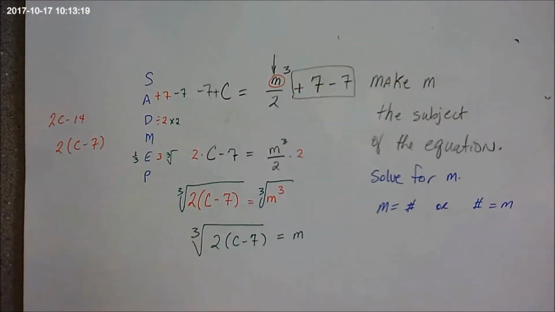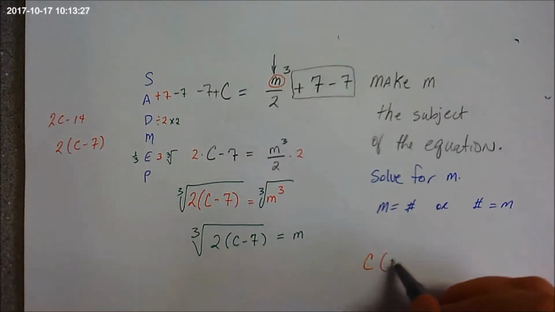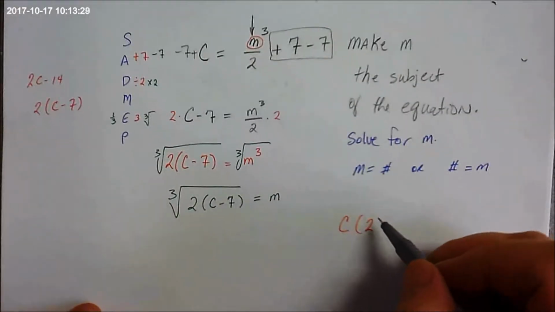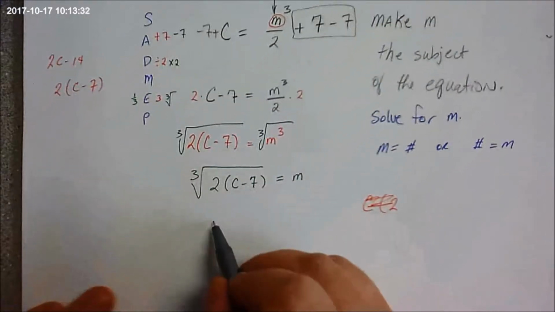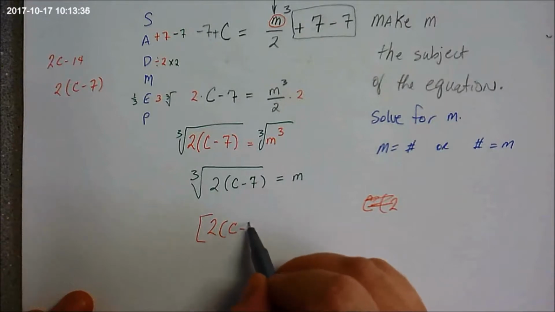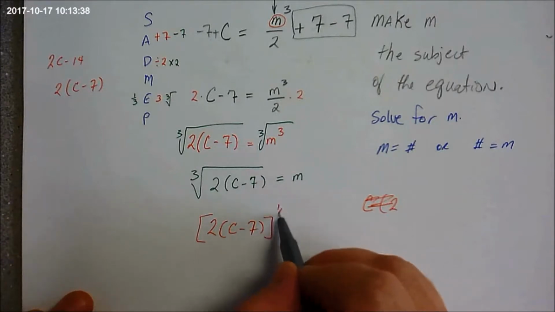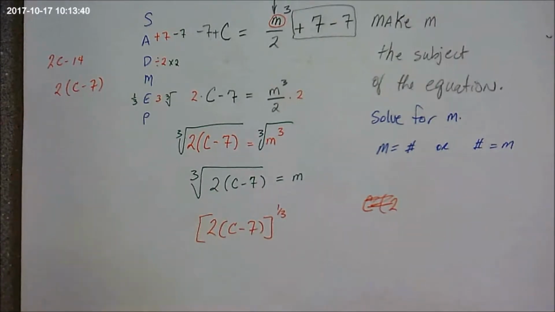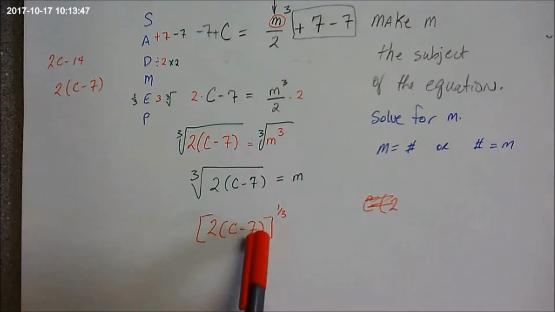Yes? Can it be 1/3 times 2C minus 14? 1/3 times? No. It could be this, though. I'll write it right here. It could be this. Hold on. No. It could be like that to the 1/3 power. Yeah, those would be the same. And this could be 2c minus 14 inside of here also.